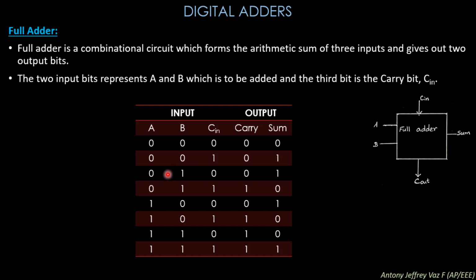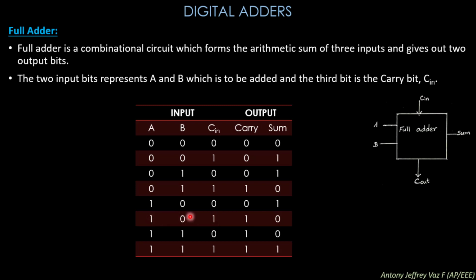And similarly in the next you can see 0 1 0. In this stage while adding these, the sum will be 1. And similarly if you add A, B and C in as 0 1 1, here there are two ones, so the carry bit will be 1 and the sum is 0. And similarly for the next stage you have A as 1, B as 0 and C in as 0. This causes carry to be 0 and sum to be 1. And similarly in the next one you can see A is 1, B is 0 and C in, the carry, is 1.